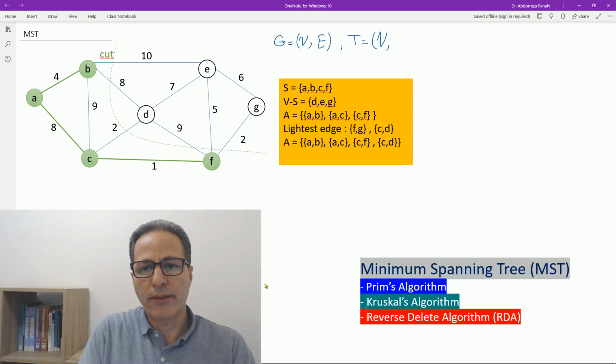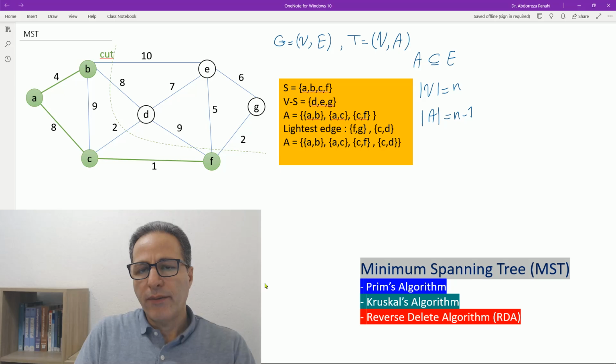Again, the set of vertices is V, and we have a set of edges A, where A is a subset of the edges of G, so A is a subset of E. And to have subgraph T as a tree, if the number of vertices in V is named N, then the number of edges in the tree is going to be exactly N minus 1.